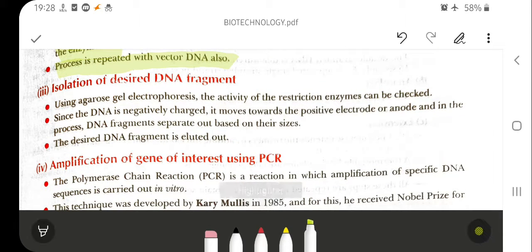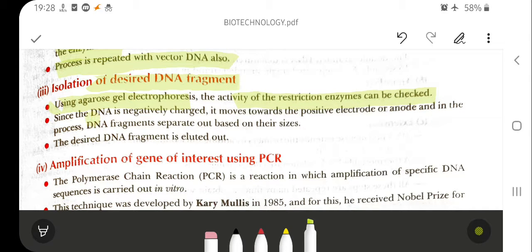Next is isolation of desired DNA fragments. When we cut the DNA, it is fragmented, and each fragment should be purified by using the gel electrophoresis method. The activity of restriction enzyme can be checked.